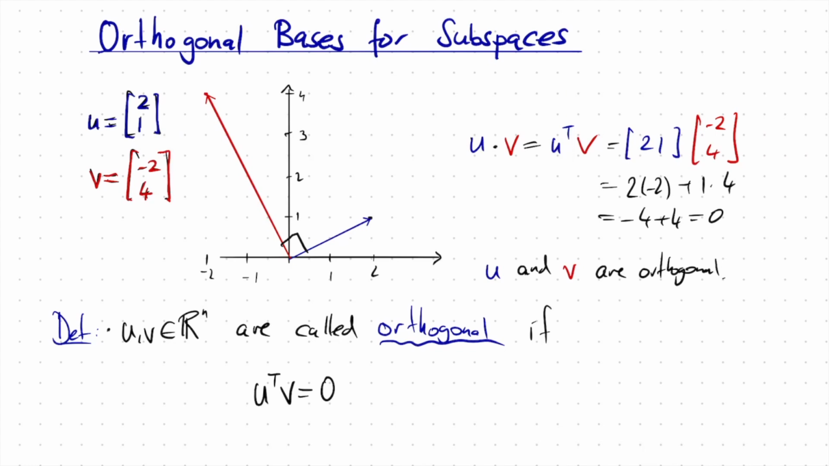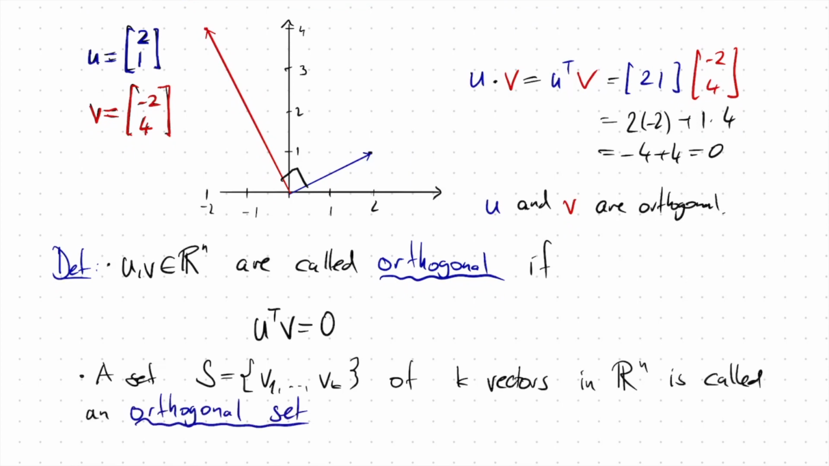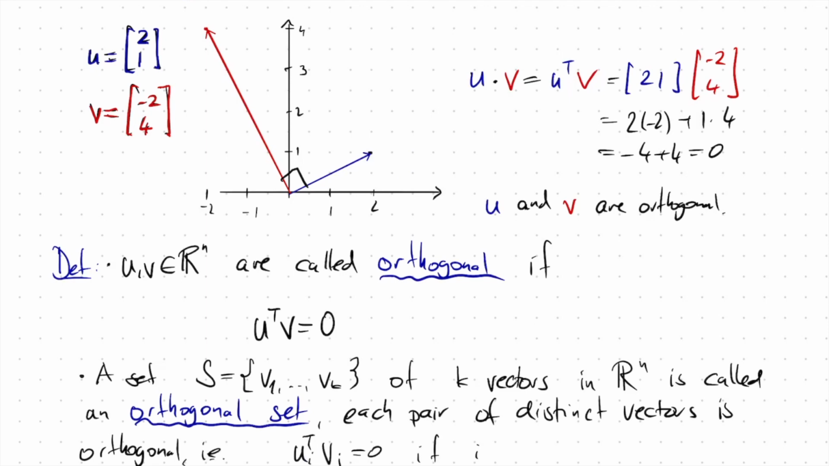First of all, a set of vectors, let's say a set of vectors v1 until vk, so a set consisting of k vectors in Rn, we call it an orthogonal set if each two distinct vectors are orthogonal. A set S consisting of vectors v1 until vk in Rn is called an orthogonal set if each pair of distinct vectors is orthogonal. This means ui transpose times uj is 0 whenever i is not equal to j.